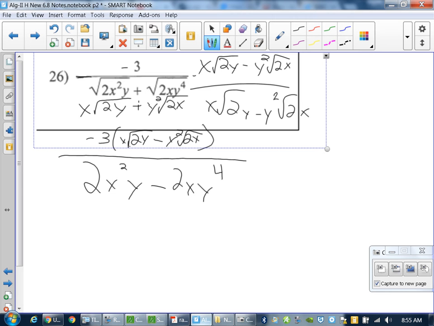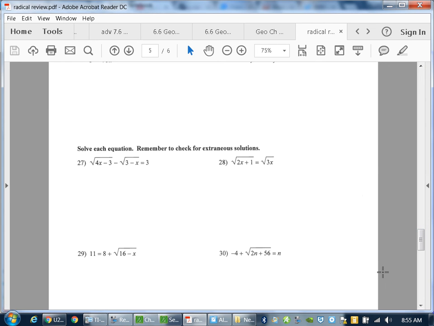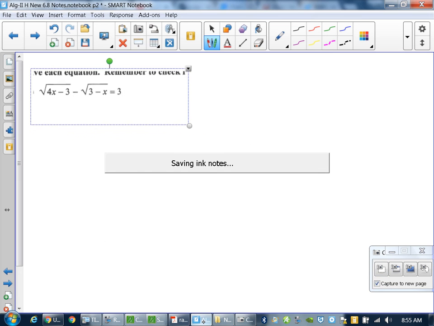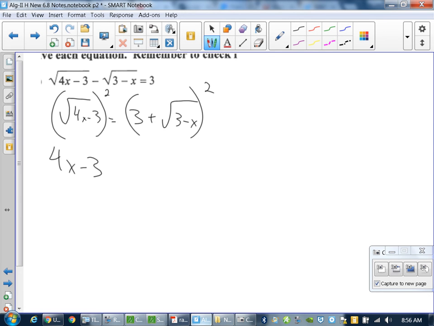What else do you want to do? Okay. 27. Solve the equation. Move one over, so we have the square root of 4x minus 3 is 3 plus the square root of 3 minus x. Square both sides. So we have 4x minus 3 equals 9 plus 6 root 3 minus x, and that'd be plus 3 minus x. And you FOIL all that out.